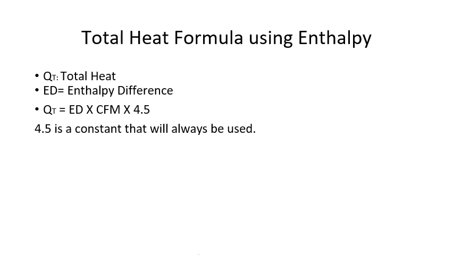So the sensible heat formula had a constant that was 1.08. The latent heat formula had a constant that was 0.68. The total heat formula has a constant that is 4.5. So we see a very similar structure in that formula. We need a difference of heat times CFM times a constant.